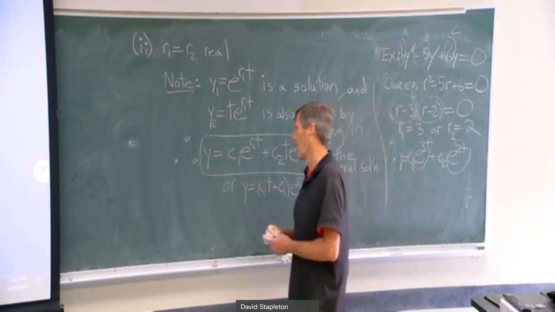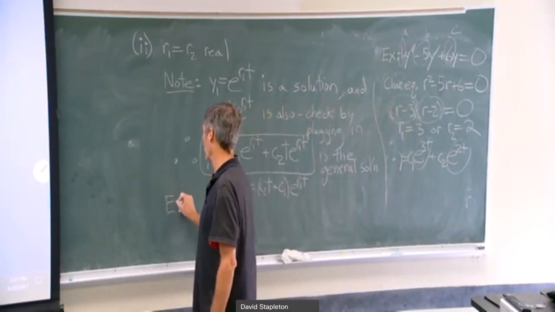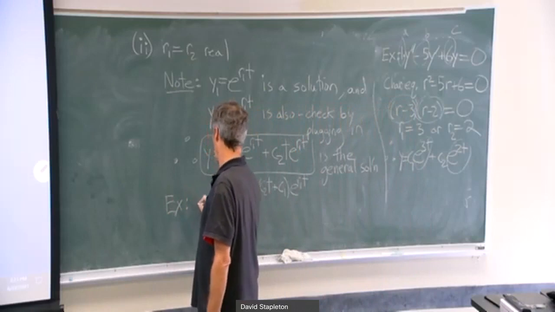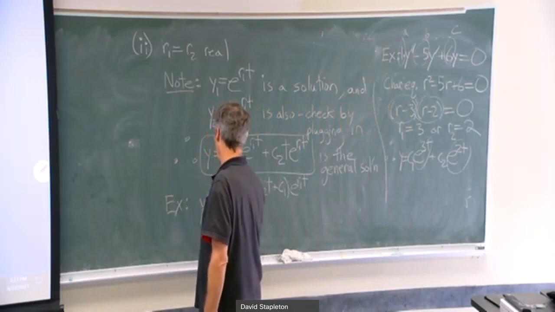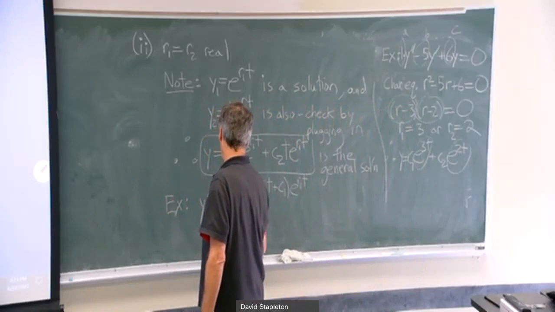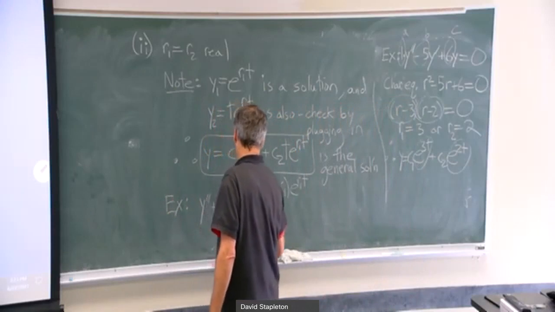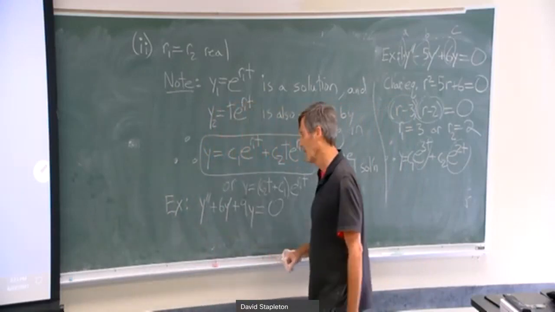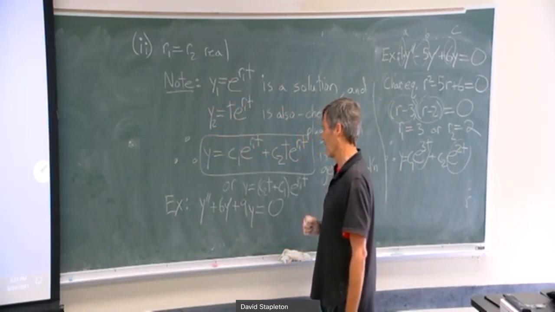Let's do an example of that just to have done one. Suppose I give you this differential equation. Y double prime plus 6y prime plus 9y equals 0. I believe this is the one in the notes there. How do I solve that?